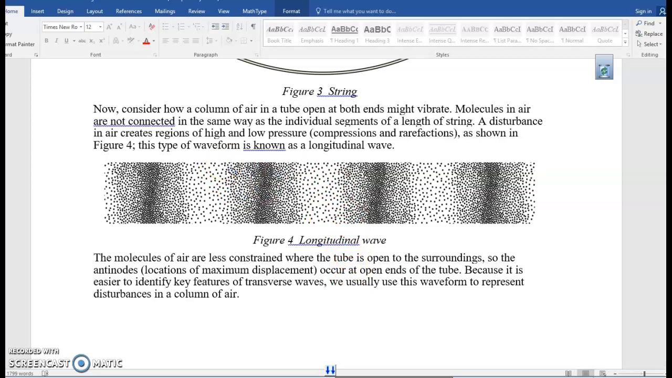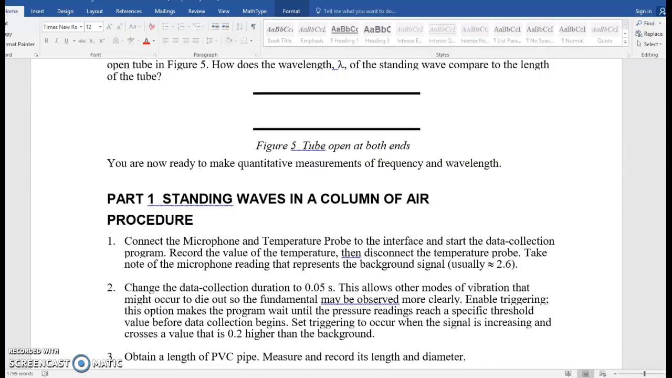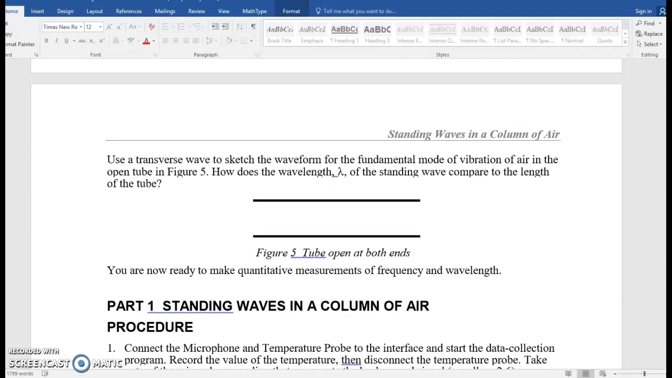So let's go ahead and just take a look at what you're going to start with. I will label everything that you need to do as we go through here. So what I need you to do in your lab report, and you don't have to do an introduction or data and all that stuff, I'll just show you exactly what you need to do.